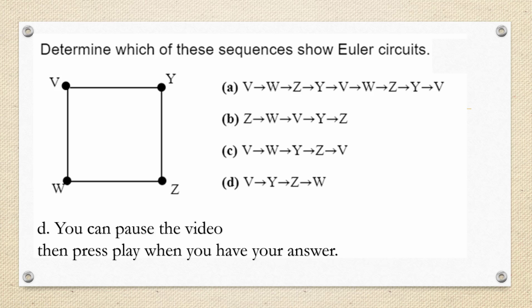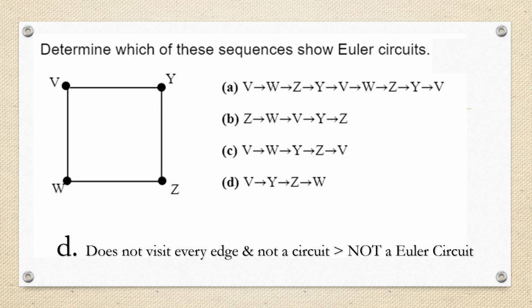All right, let's do one more. Again, if you'd like, you can pause the video and press play when you have your answer. So for part D, we're going to go from V to Y, then from Y to Z, and then from Z to W. Well, we have a couple of problems here. This doesn't visit every edge, and it doesn't begin and end at the same place, so it's not a circuit at all, so it can't be an Euler circuit.